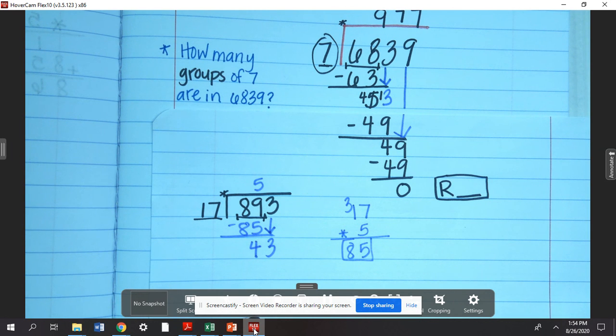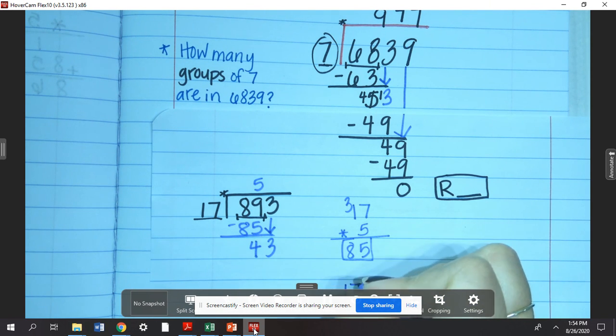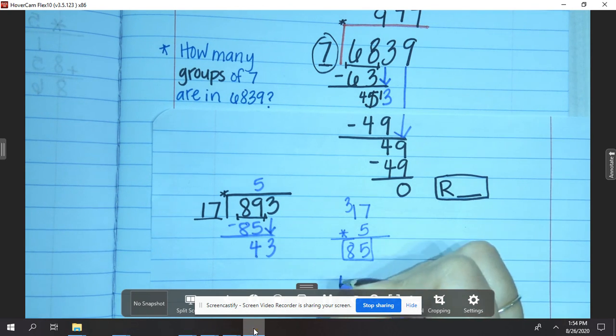Okay, so I can do the same thing that I did there. I can estimate again about how many groups of 17 are in 43. If I want to round 17 back to 20, I can do that. And if I round 43, it's about 40. So how many groups of 20 are in 40? There are about 2. So I'm going to double check.